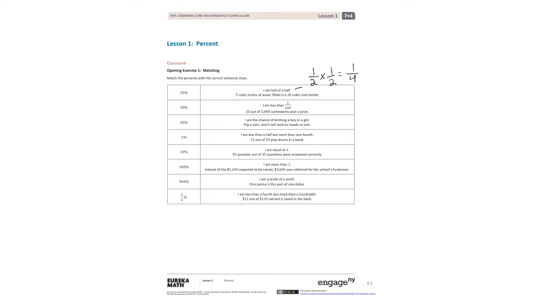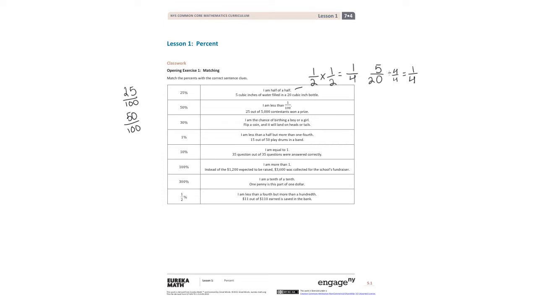So I get 1/4. If I do the same thing with 5 over 20, because that means I have 5 inches of water filled in a 20 cubic inch bottle, when I simplify these by 4, I also get 1/4. When we think about percents, we have to think of that value out of 100. So here I have 25%. This means if I was going to write this percentage as a fraction, it would be 25 over 100. If I had 50%, that means it's going to be 50 over 100. And so on and so forth through all the percentages below.